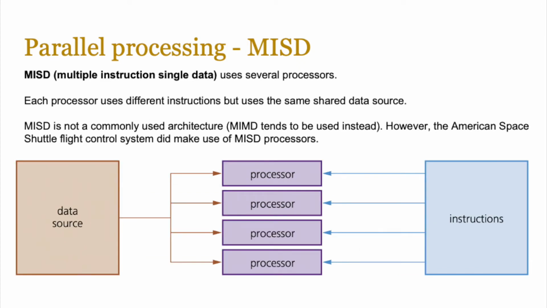Now, after that, we have MISD, which stands for Multiple Instruction, Single Data, and that also uses several processors. However, each processor uses different instructions but shares the same data source. Now, think about this: you might have one set of data, but you want to try different calculations on the same set of data. That's where MISD type processors were useful. However, MISD is not a commonly used architecture. MIMD tends to be used instead of this.